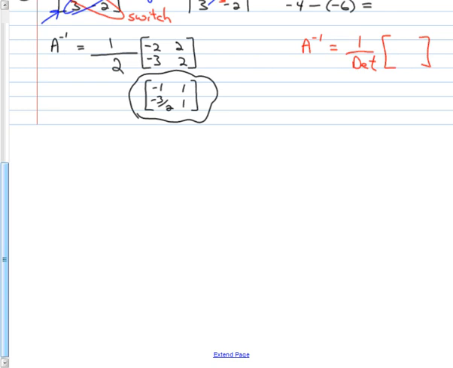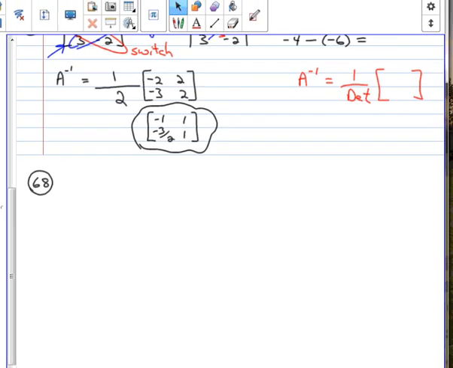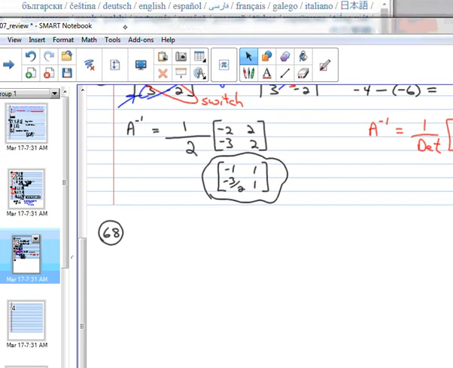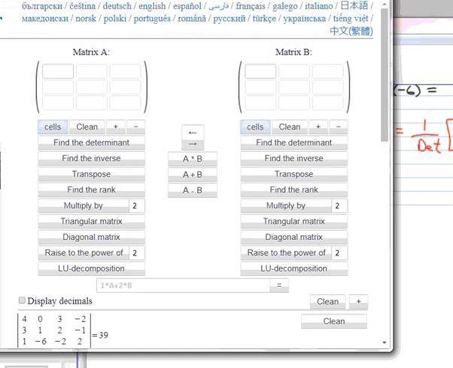Now, number 68 is a 3 by 3. I do not expect you to get a 3 by 3 inverse by hand because we didn't teach you how to do it. So, you can use the software. So I'll actually do the software just to remind you how to do the software. Let's see. I have to keep everything in my red box. Looks like everything is in my red box. So on number 68, 4, 9, negative 11, I should sit over here, I think.